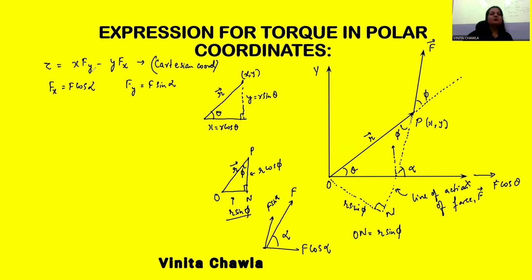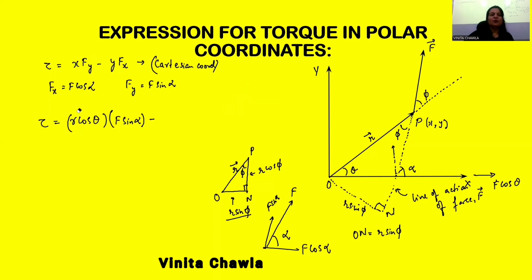Now substitute these values in this expression, because torque is xFy minus yFx. In place of x, we can write r cos theta. For Fy, we can write F sin alpha, minus, for y, we can write r sin theta, and for Fx, we can write F cos alpha. Now we can take this rF outside, as it belongs to both. In the bracket, we can write cos theta sin alpha minus sin theta cos alpha.